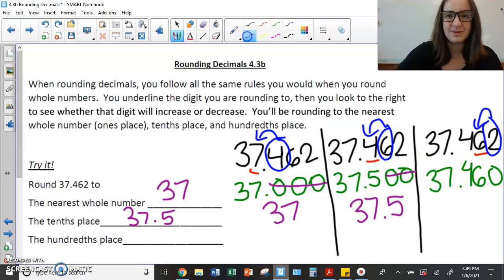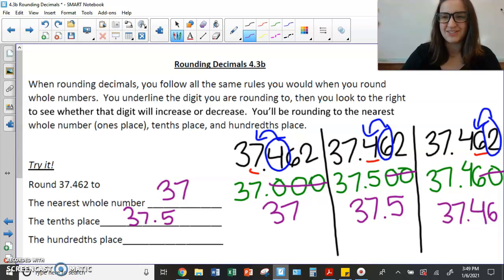But with a decimal, we don't need the extra zeros at the end, so we're going to take it off and we're going to put it in simplest form, which is 37.46, which is the same thing as 37 and 46 hundredths, because that last place value right there is in the hundredths place.